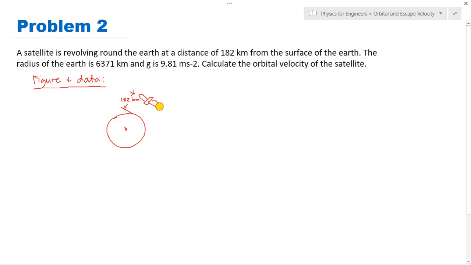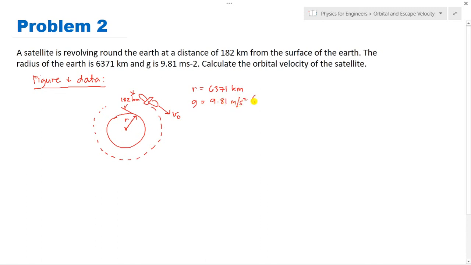So that becomes the velocity, the VO, which we revolve here. Okay, and then the radius of the earth is 6371, so that is our r. Let's denote r equal to 6371 kilometers. Then our g is 9.81, the value at the surface, so g equals 9.81 meters per second squared.